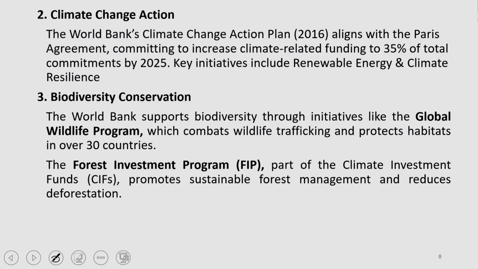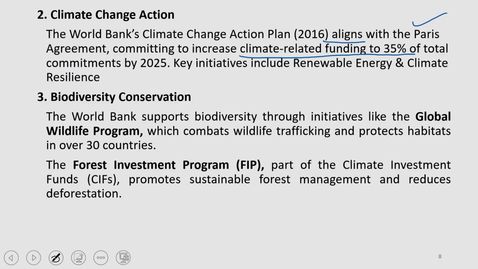Along with that, we can also see one of the major environmental mandates adopted by World Bank is the Climate Change Action Plan of 2016, which basically aligns with the Paris Agreement of 2015 and commits to increase climate-related funding to 35% of their total commitments by the year 2025. And here we can see key initiatives also include renewable energy and climate resilience.